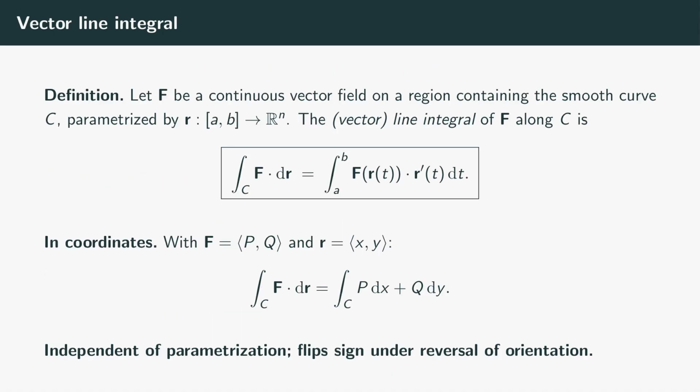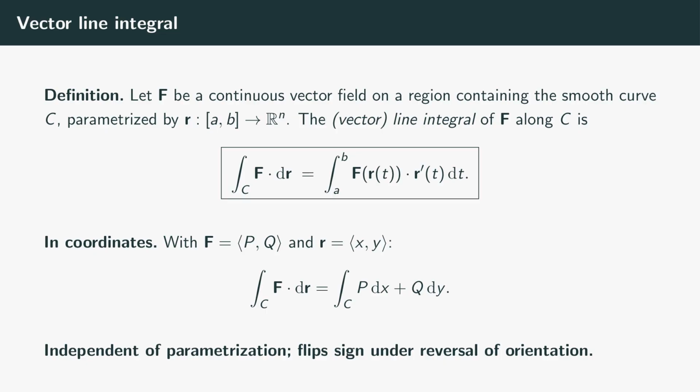Here is the main definition. Let F be a continuous vector field on a region containing a smooth curve C, parametrized by r from a to b into n-dimensional space. The line integral of F along C is the integral from a to b of F evaluated at r(t), dotted with the tangent r'(t) with respect to t. In coordinates, if F is the vector (P, Q) and r is the vector (x, y), the integrand becomes P times x'(t) plus Q times y'(t), often written more compactly as P dx plus Q dy.